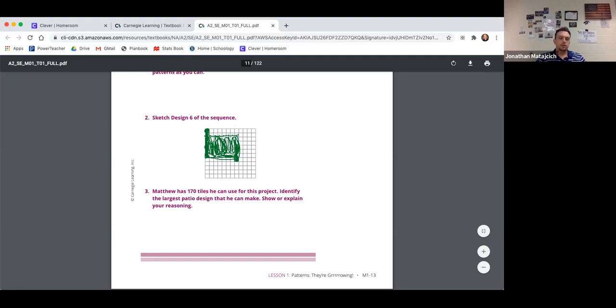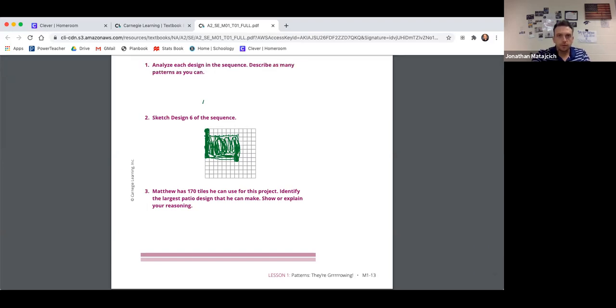So our third question: Matthew has 170 tiles that he can use for his project. Identify the largest patio design that he can make. Show or explain your reasoning. Okay, so I'm definitely not going to have enough room to do that right here. So let me go to a new screen. Okay, drop this. All right. Did that work? There we go.